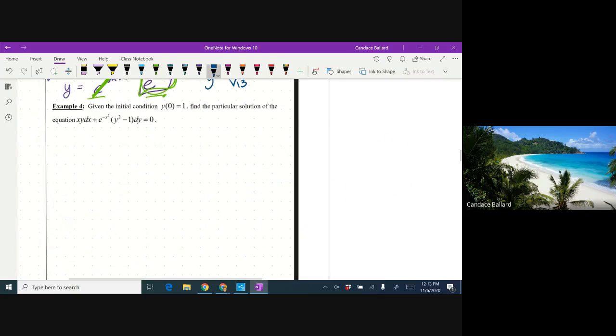All right, let's try again. So initial condition (0, 1). Find the particular solution for the equation xy dx plus e to the negative x squared times (y squared minus 1) dy. First thing I'm going to do, and it's very rare that we do an addition or subtraction with these, but I have to get this mess to the other side. The only way to do that is to subtract it over. So that's where I'm going to start. So e to the negative x squared times (y squared minus 1) dy equals negative xy dx.